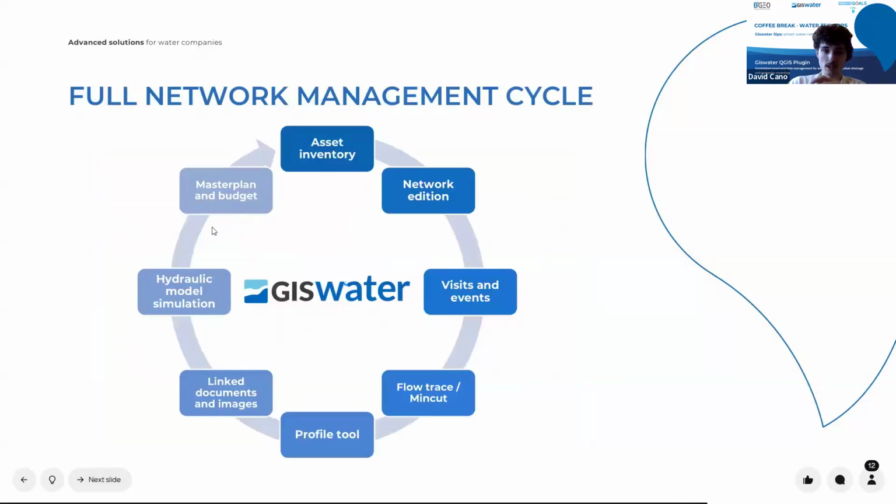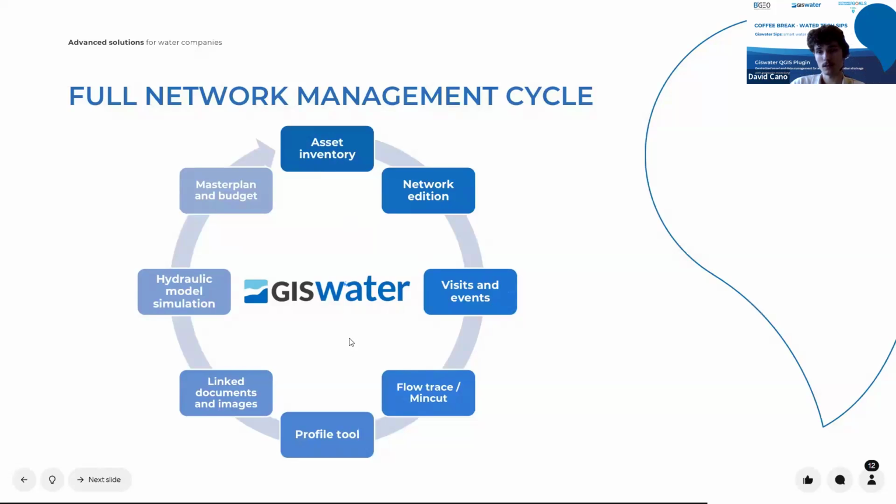And this is more or less what the cycle would look like in GISWater. We start with an asset inventory. It needs to be topologically very correct. So we need to edit the network, we need to polish everything, we need to make sure that the data is real, and we need to compare with maybe older data models that existed, or in field operations, opening registers.